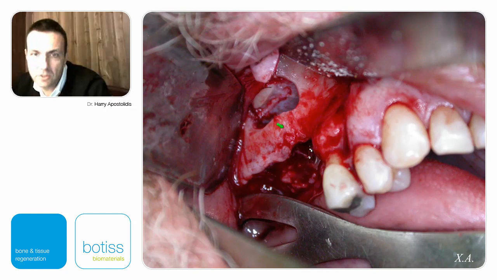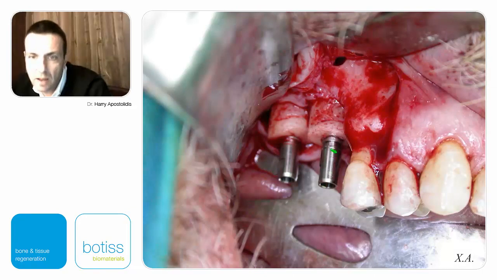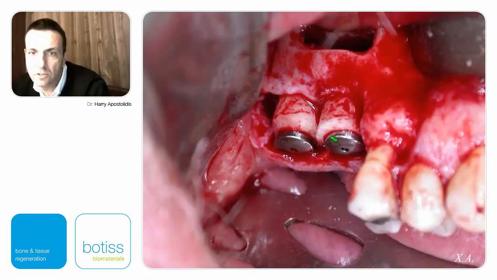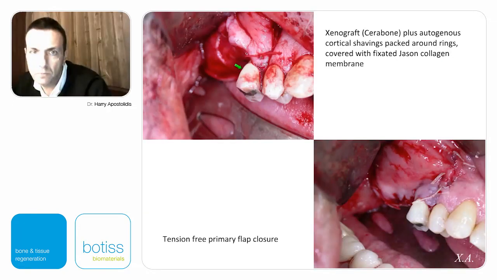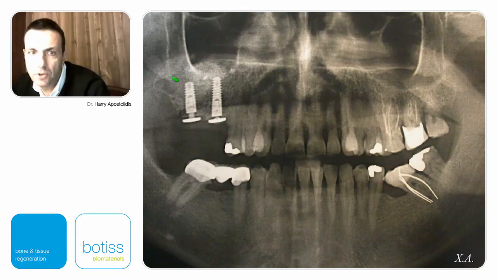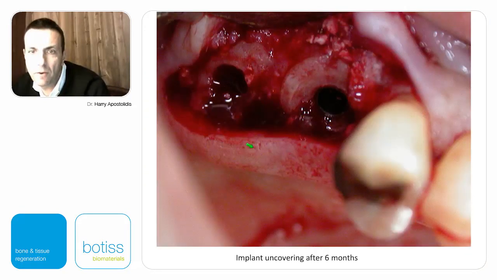We do a sinus lift simultaneously, and we see we have a nice wide bed for the bone rings to sit, and we place our implants through the bone ring and into the elevated sinus. We have placed two implants, two bone rings for tooth number 1.6 and 1.7. Cerabon around it, Jason stabilized with pins, tension-free primary closure. That's a post-op panoramic X-ray.